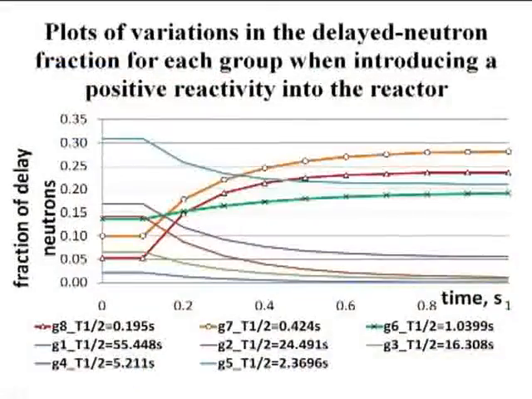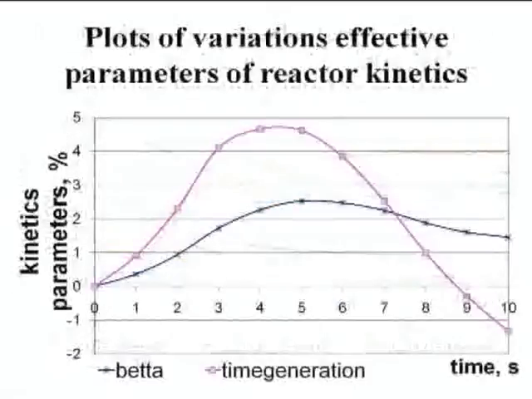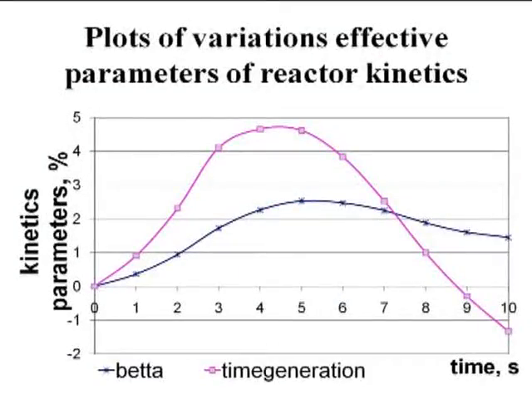Our calculations show that in the fast reactors, delayed neutrons in the spatial kinetics have a significant effect. Any perturbation in the reactor is reflected in the fractions of delayed neutrons. For example, if we deal with a positive reactivity, the fraction of neutron groups with short half-life increases, whereas the fraction of the remaining groups decreases. As a result, effective parameters of reactor kinetics are changed.